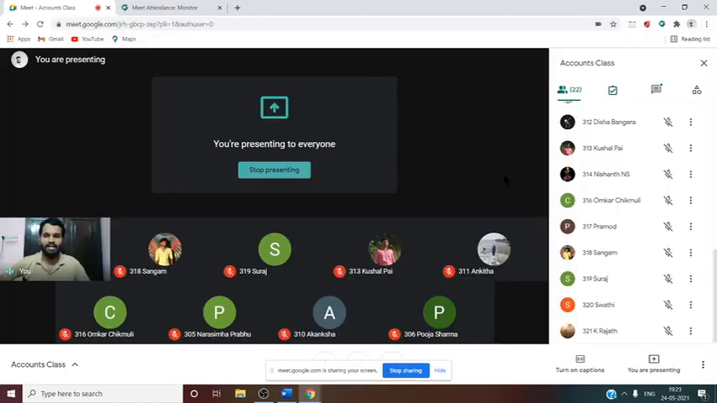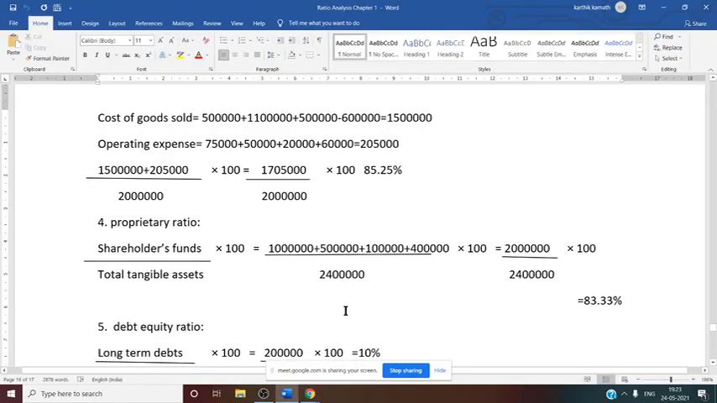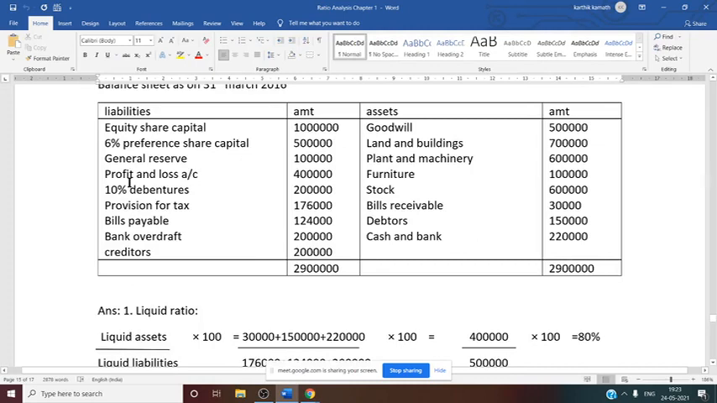Next is the debt equity ratio. Debt equity ratio is debt divided by equity. All these formulas we have come across while solving the previous problems. So the debt equity ratio formula is long term debt divided by shareholders fund. Long term debt, if you see in the liability side, is only one item, the 10% debenture, which is long term.